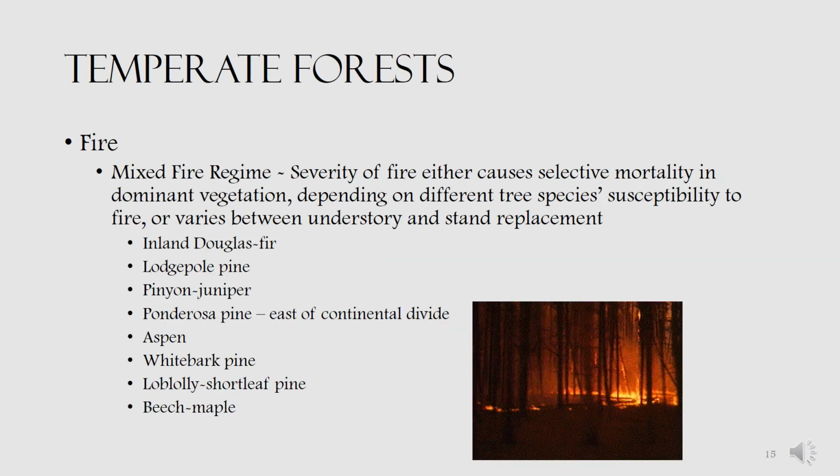And some trees actually have what's called a mixed fire regime. This is where the severity of fire either causes select mortality of some dominant vegetation, depending on the different trees' susceptibility to fire, or it just varies between understory and stand replacement across years or across space. Some examples of this include Doug fir, lodgepole pine still, pinyon juniper, ponderosa pine in particular areas of its range, east of the Continental Divide specifically, aspen, whitebark pine, loblolly shortleaf pine, and beech maple.